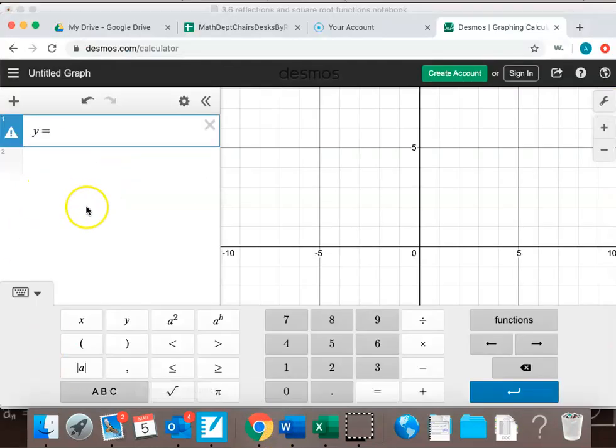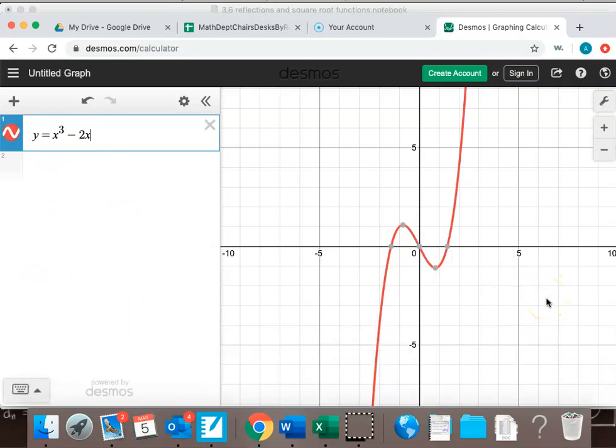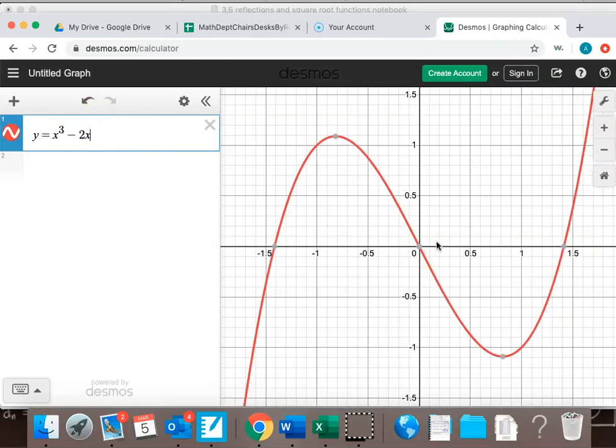So, if we're in Desmos, this is the graph of x cubed minus 2x. Is x cubed minus 2x odd, even, or neither? Odd. It's odd because all of the exponents are odd. Take a look at this graph. If I stuck a pin in the origin and spun it around, would it land on top of itself? Yes, that's that rotational symmetry, right?